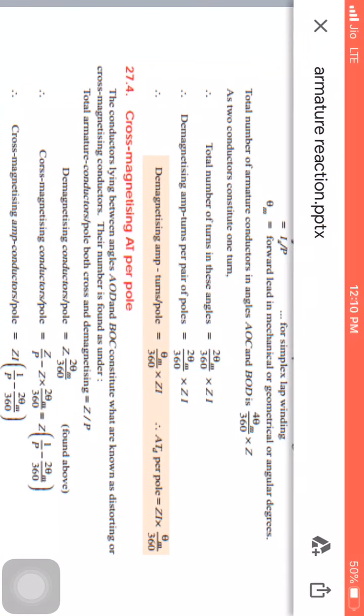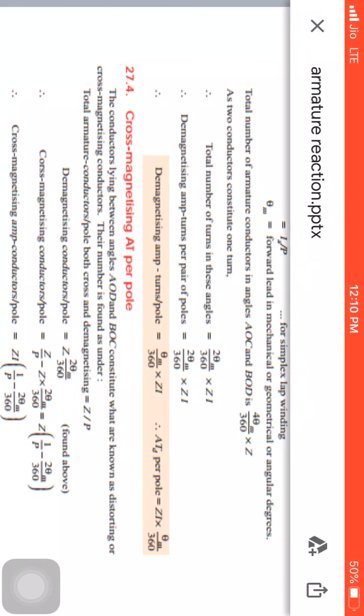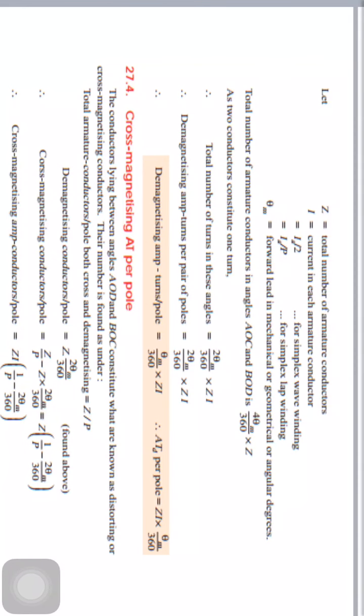As we know, Z is equal to the total number of armature conductors. I is equal to current in each armature conductor, which is equal to Ia by 2 for simplex wave winding and Ia by P for simplex lap winding. Because A is equal to 2 for simplex wave winding and A is equal to P for simplex lap winding. And next, this theta m is representing forward lead in mechanical or geometrical or angular degrees.